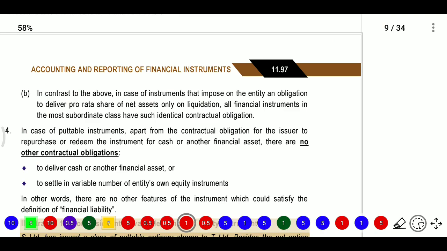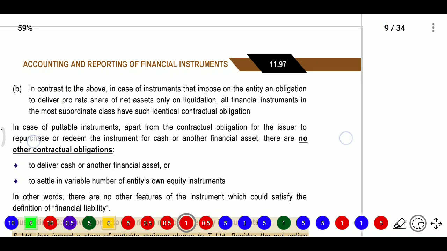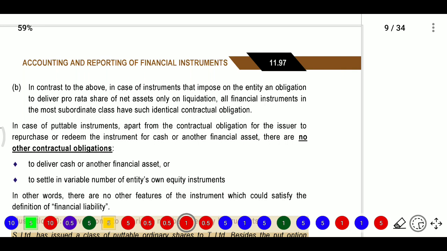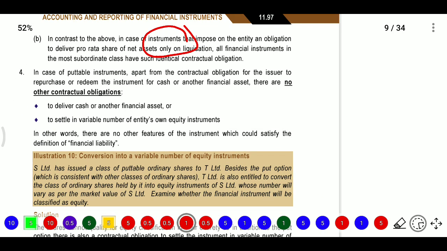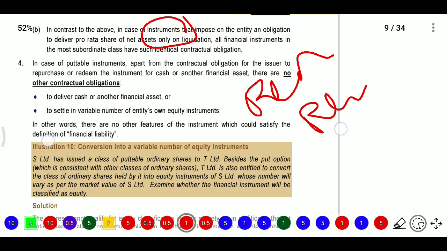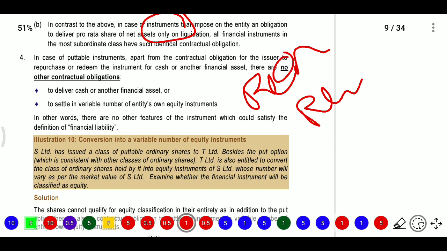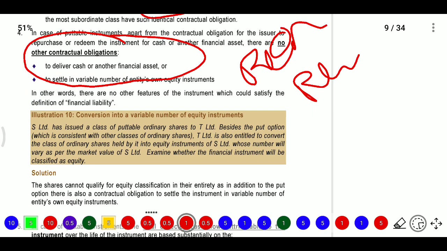So in the context above, in the case of instruments that impose on the entity an obligation to deliver pro rata shares of net assets only on liquidation, all financial instruments in the most subordinate class have identical contractual obligations. In the case of puttable instruments, apart from the contractual obligation for the issuer to repurchase or redeem the instrument for cash or another financial asset, there is no other contractual obligation to deliver cash or another financial asset, nor may they be settled in a variable number of the entity's own equity instruments.